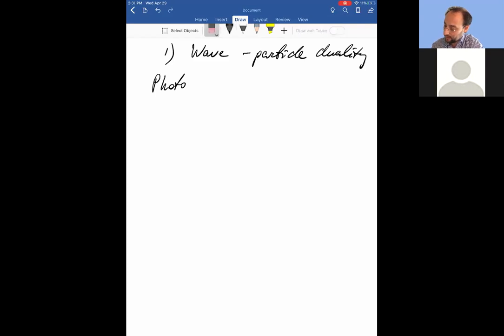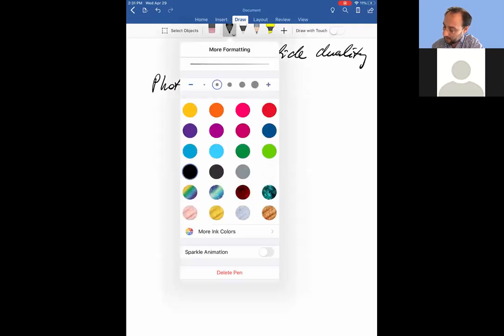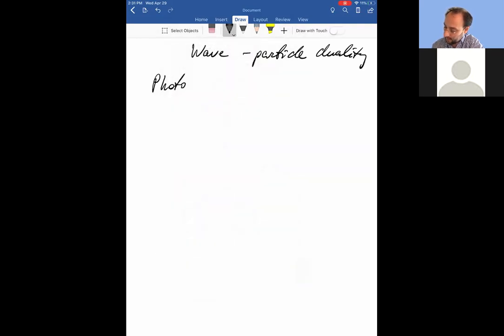Okay, so let's say, I'm going to write it like this. So this is sort of subject 1, photoelectric effect. Okay, so what is the photoelectric effect? This is section 3.2 of your textbook.